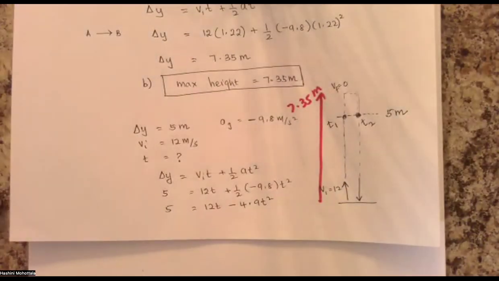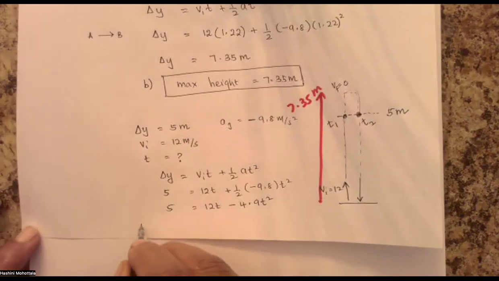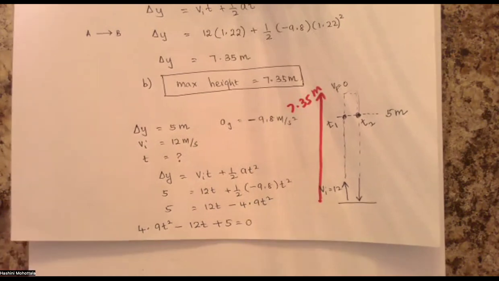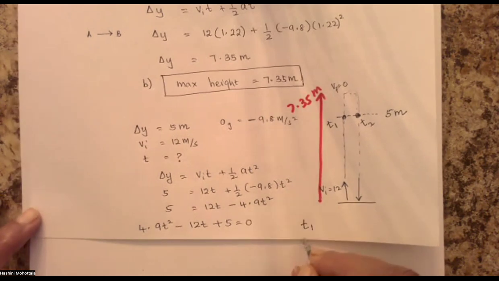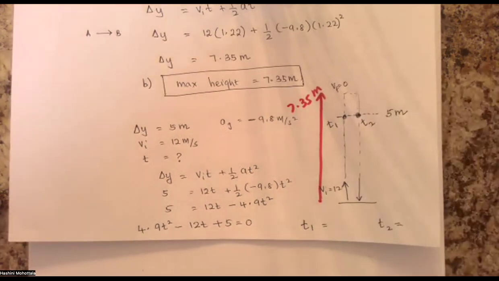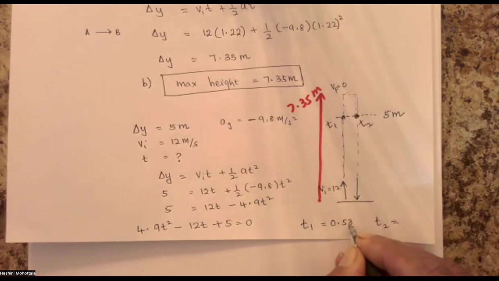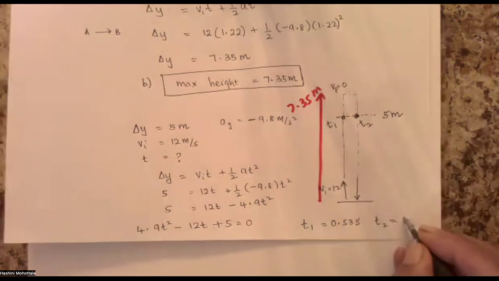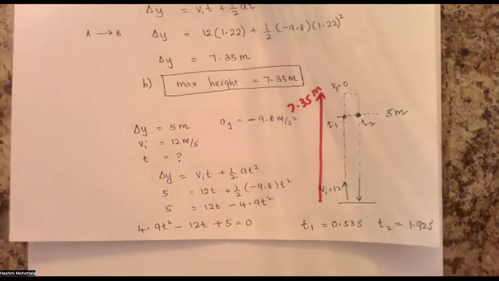This is algebra, so I'm not going to waste too much time here. You can rearrange the equation: 4.9 t squared minus 12t plus 5 equals 0. Either you can feed this to your TI-89 or simply use the equation that I gave you. So there should be 2 times corresponding to the travel of the ball. T1, as I see on the chat box, is 0.53, and then the return trip is 1.92 seconds.